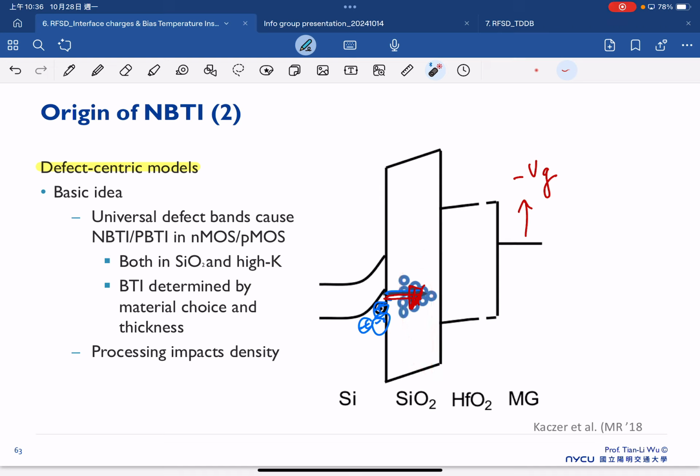So in this model, they propose these kinds of defect bands. So we have certain defects inside our dielectric, and that will cause NBTI and PBTI. BTI is mainly determined by materials and thickness, because different materials cause different defect distributions inside the dielectric. Also, the processing will impact the defect density. So this is the idea for this NBTI.